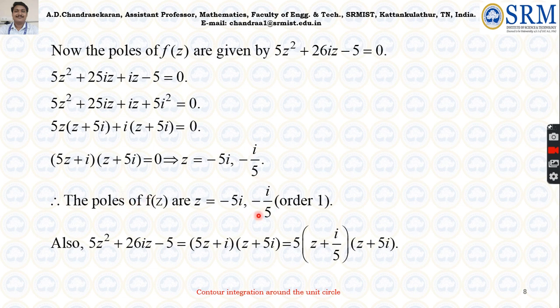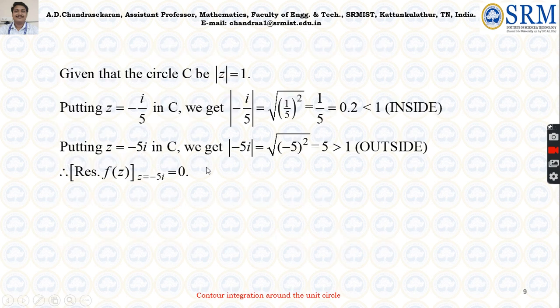These are the poles of f of z with order 1, simple poles. The expression 5z squared plus 26iz minus 5 can be written as the product of two linear factors, (5z plus i) into (z plus 5i). Taking 5 as common here, we get 5 into (z plus i by 5) into (z plus 5i). Now what is my curve C? C is the unit circle. So this is the given circle. This is the type 1 integral in the contour integration.